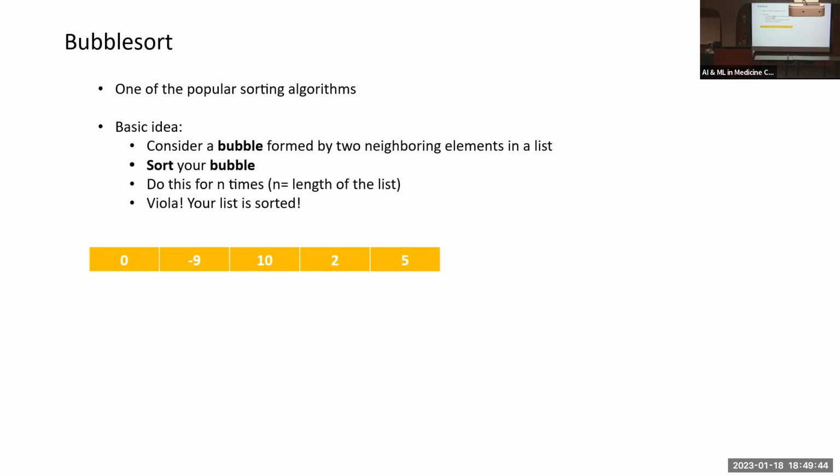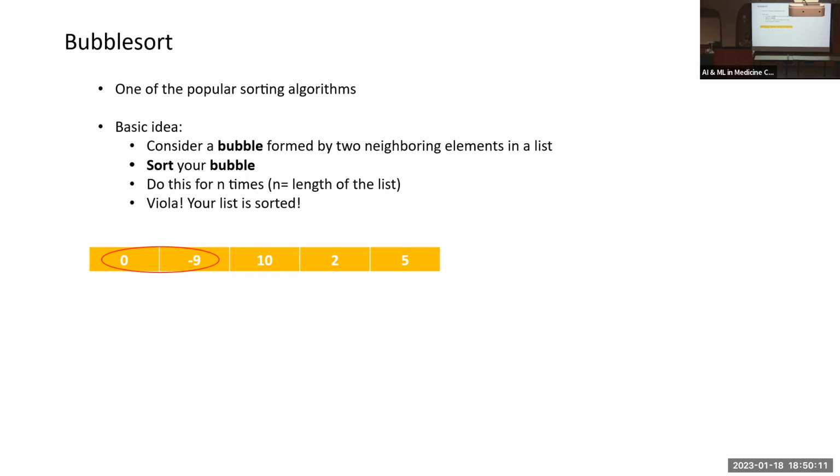What is bubble sort? The idea is, think you have a bubble, and the bubble can only take 2 values that are consecutive. So I will start from the beginning of the list, and my bubble will look at 0 and -9. My bubble doesn't care about all other elements. It only cares about these 2, if they are sorted or not. Are they sorted? No.